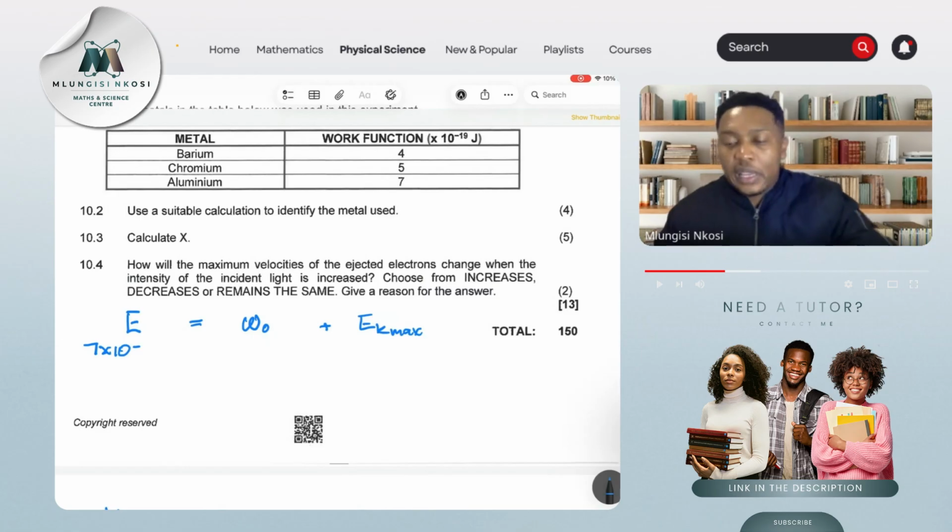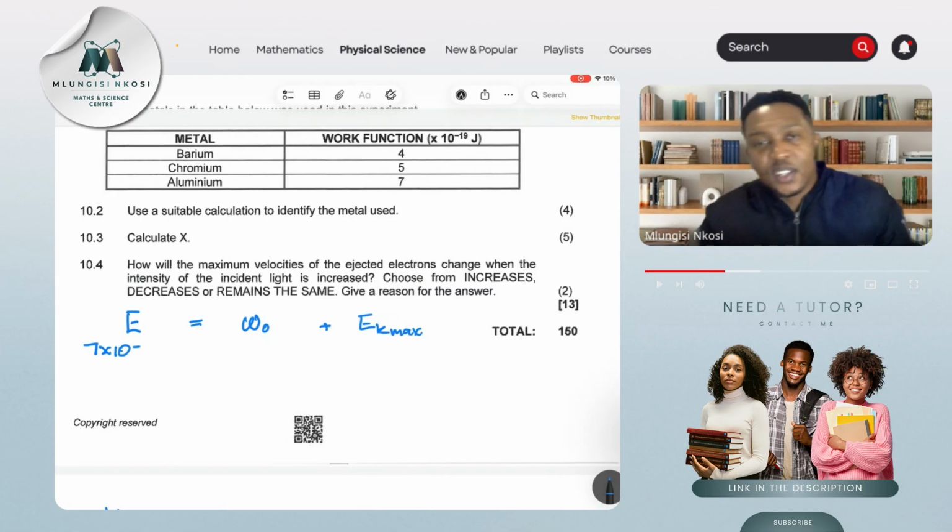Right, so my device is complaining already. Okay, let's charge it quickly.